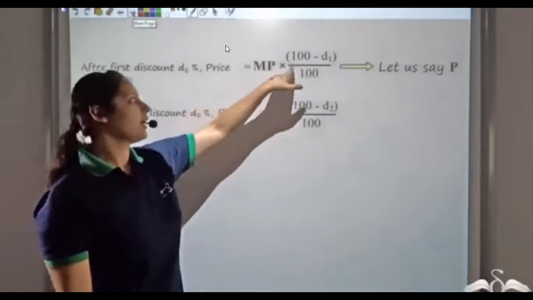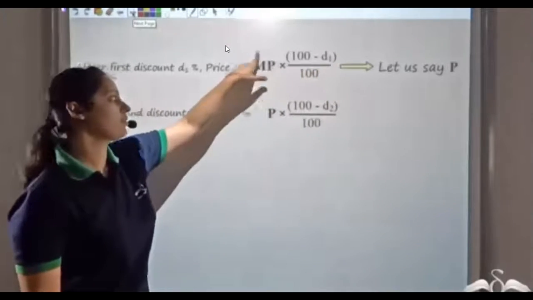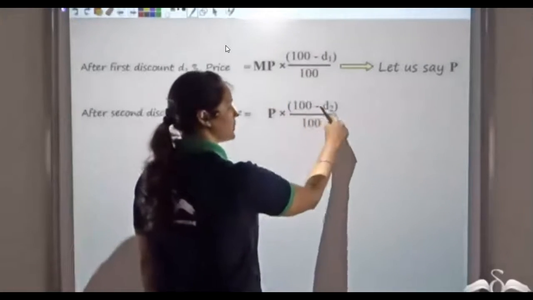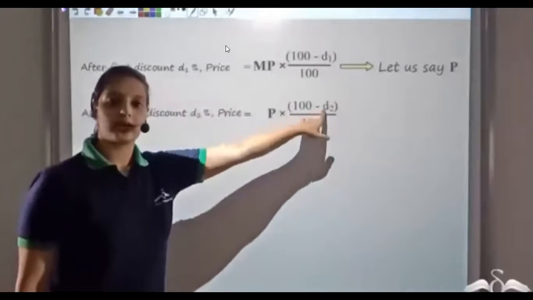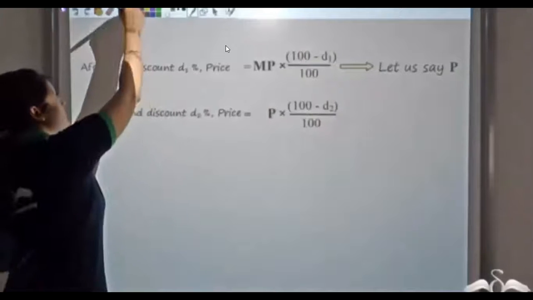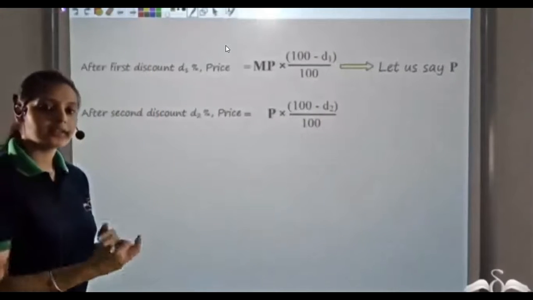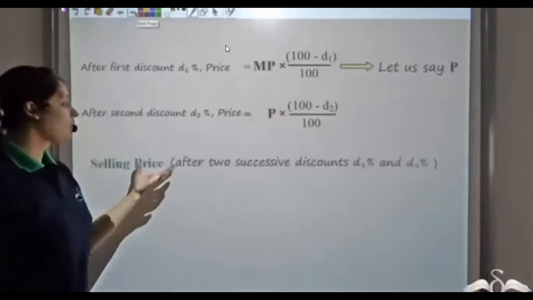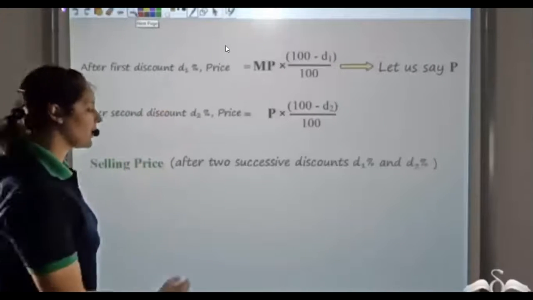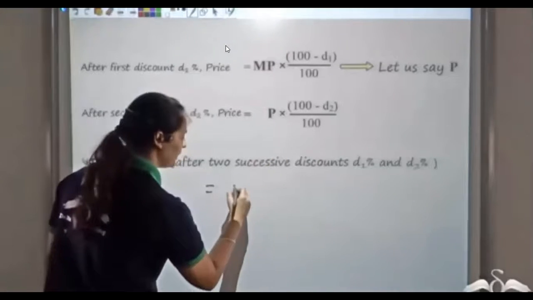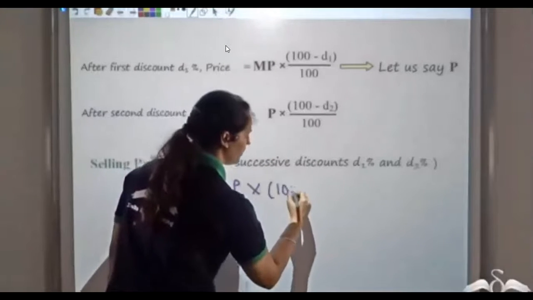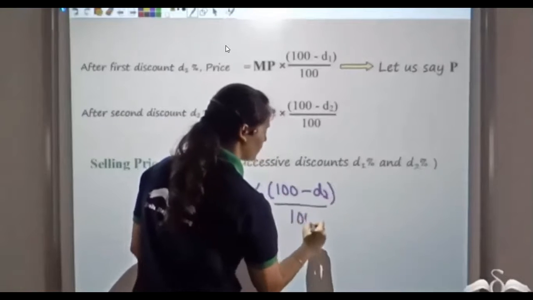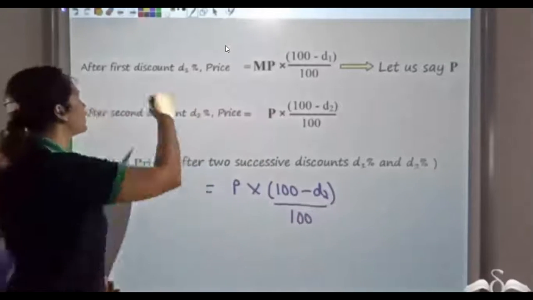So now this marked price is P, which is this entire expression, times 100 minus D2 by 100. Now D2 is the second discount that is being offered. So you're getting one discount after the other, that is two successive discounts. We call this successive discounts. So after two successive discounts, the selling price is P into 100 minus D2 by 100, where D2 is the second discount percentage.